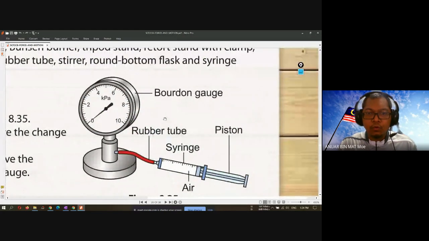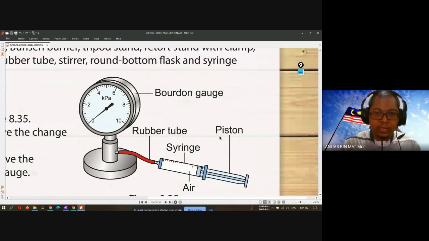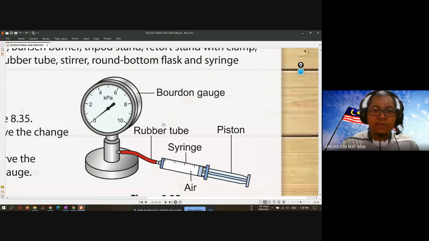So this is a device to measure the air pressure. We have here a Bourdon gauge. The Bourdon gauge is used to measure the air pressure. And then we have a syringe, air, and piston.